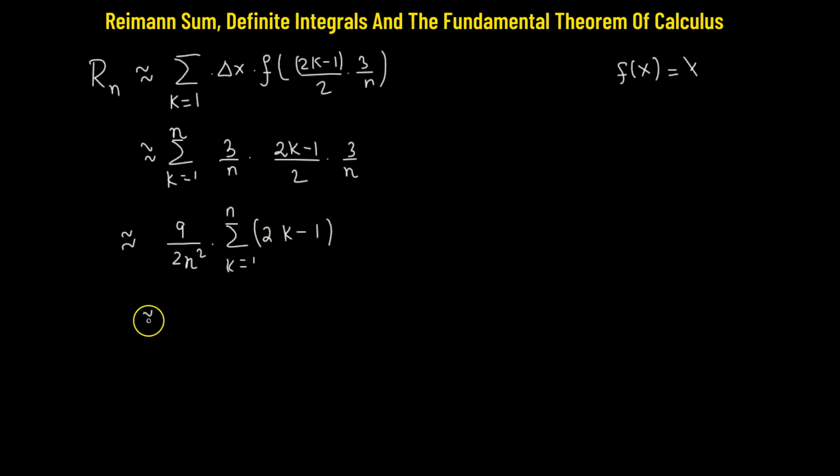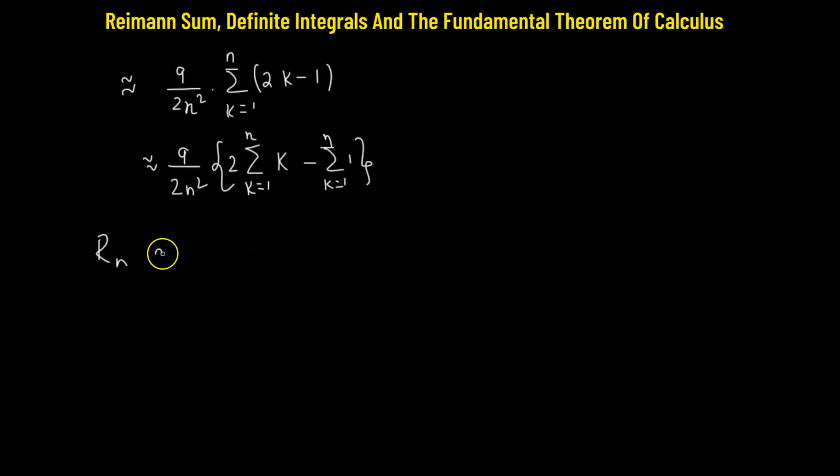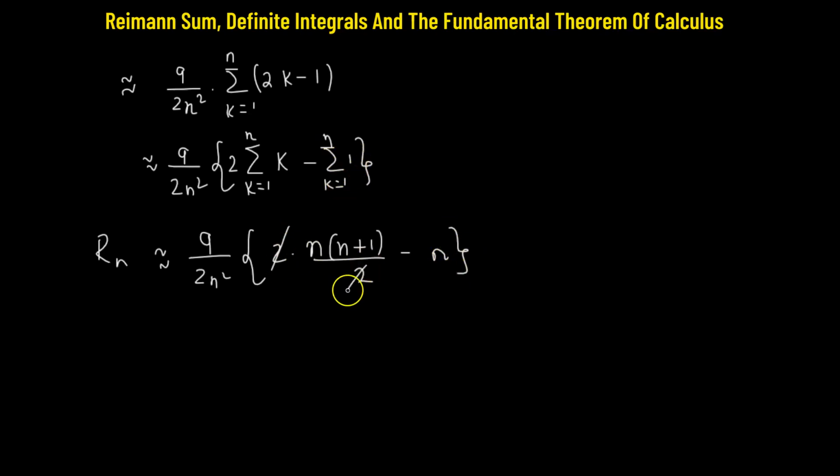Right. So let's find out this summation. So we have 9 over 2n squared. This will be 2 times the summation of k minus the summation of 1, with k going from 1 to n. So our R_n is 9 over 2n squared. This summation of k is simply n times n plus 1 divided by 2, minus the summation of 1, with k going from 1 to n, which will be simply n. So the 2 and 2 go away. So we have 9 over 2n squared, and within we have n squared plus n minus n. So the n and n go away.